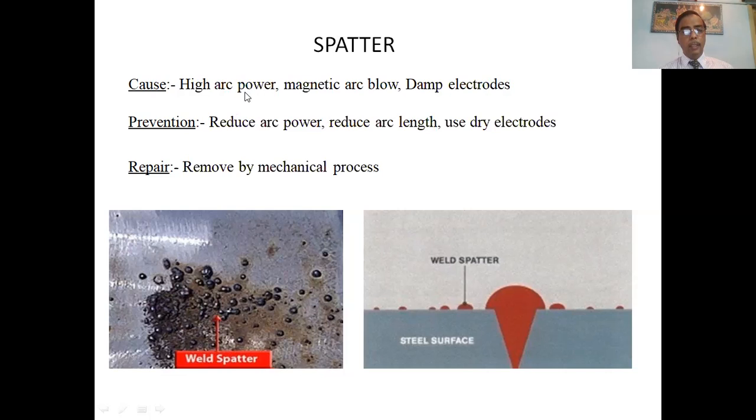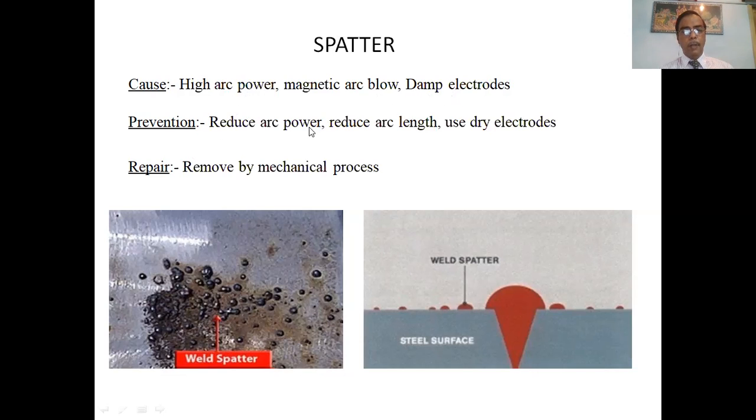So with high arc power, the metal is melted and spatter is there. Magnetic arc blow, damp electrode. If it is a damp electrode, moisture is there. Due to the moisture, some spatter may occur.